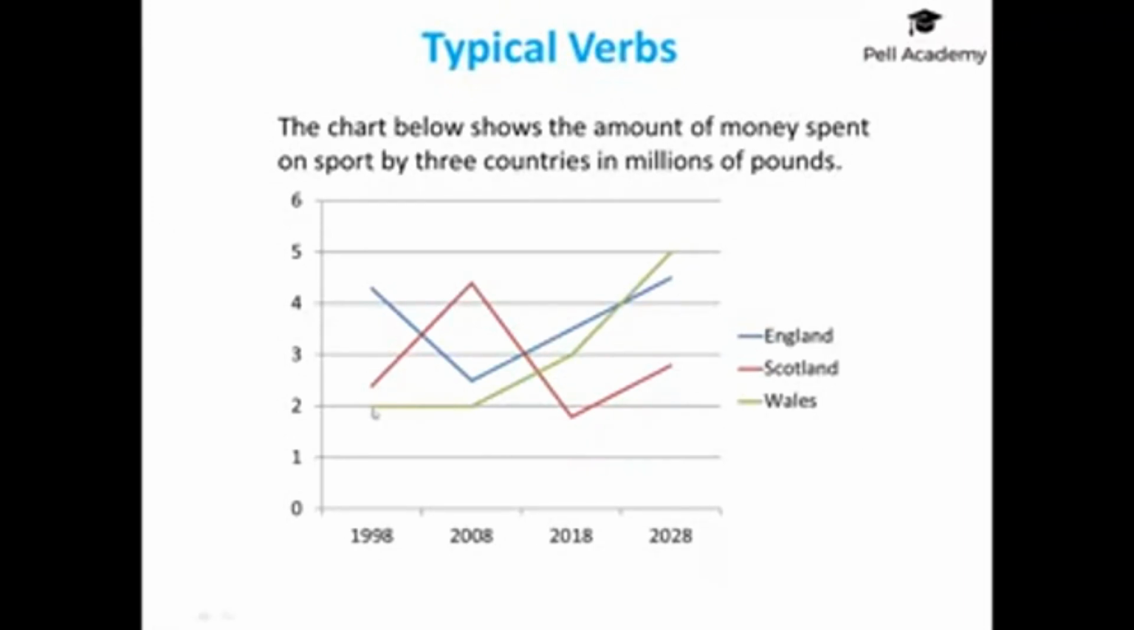So if I want to say from 1998 to 2008, we're talking about the green line, what's the subject? Okay, so we look here at the question statement. The chart below shows the amount of money spent on sport by 3 countries in millions of pounds. So how we would describe it is: from 1998 to 2008, the amount of money spent on sport in Wales remains stable. So you see the difference, you cannot use the country as the subject. The subject is the amount of money spent in Wales.